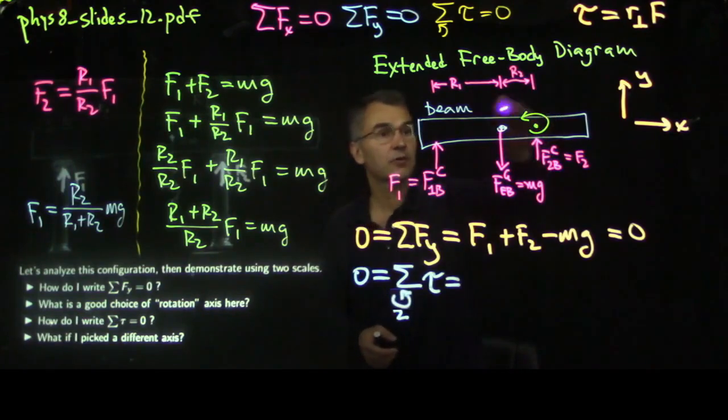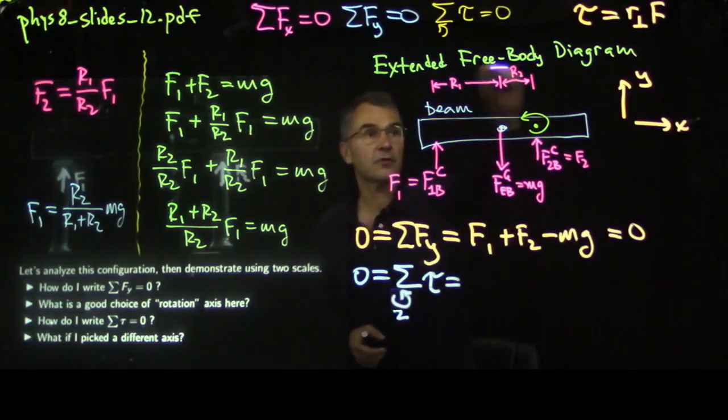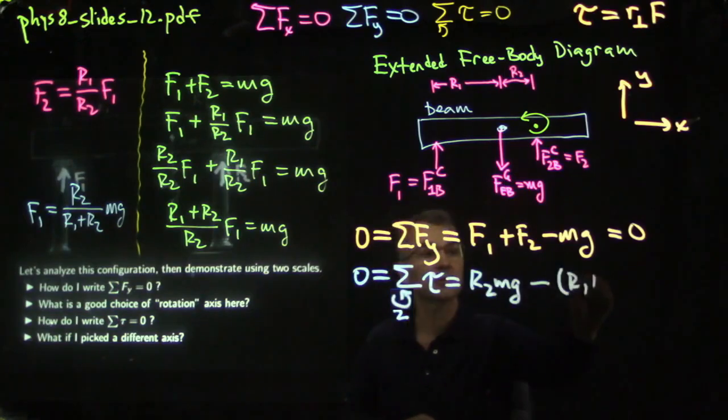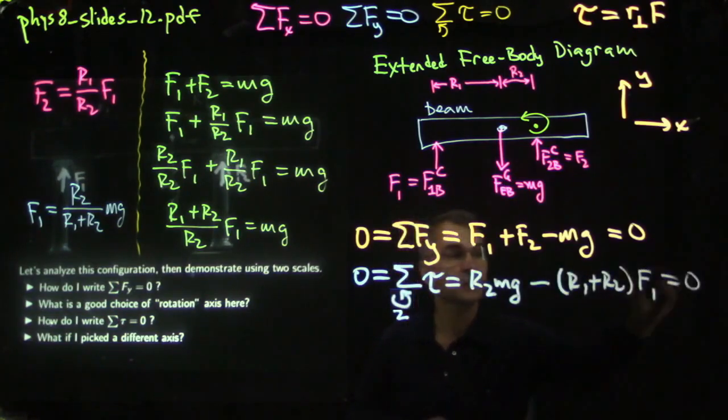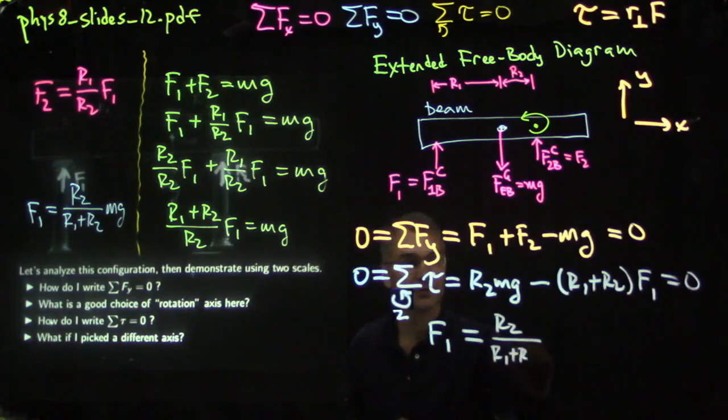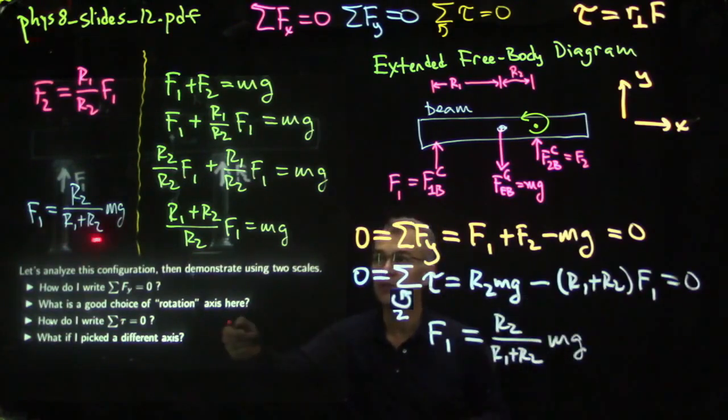Now notice that the weight of the beam, the gravitational force, is a counterclockwise torque, so that's positive. And notice that F1 is clockwise, so that's negative. So we will write perpendicular distance to the gravity force is R2, and then minus R1 plus R2 F1 equals 0. We can then immediately solve this for F1. We get F1 equals R2 over R1 plus R2 mg, which is the same result we got over here, but we had to do much more work to get it over here.